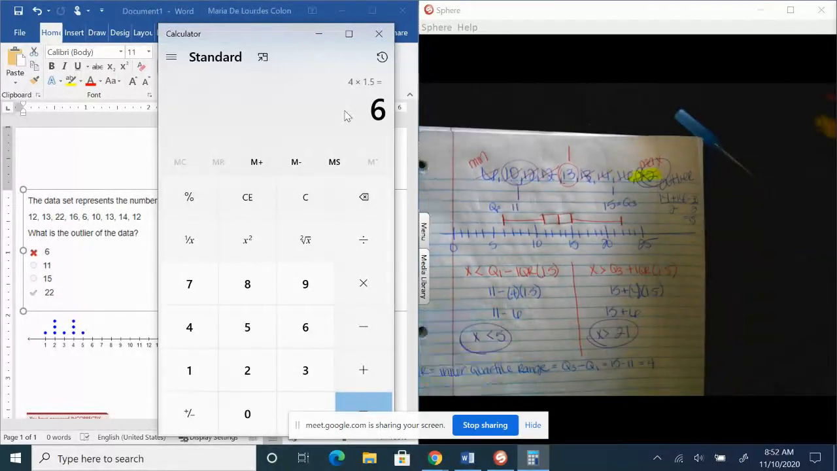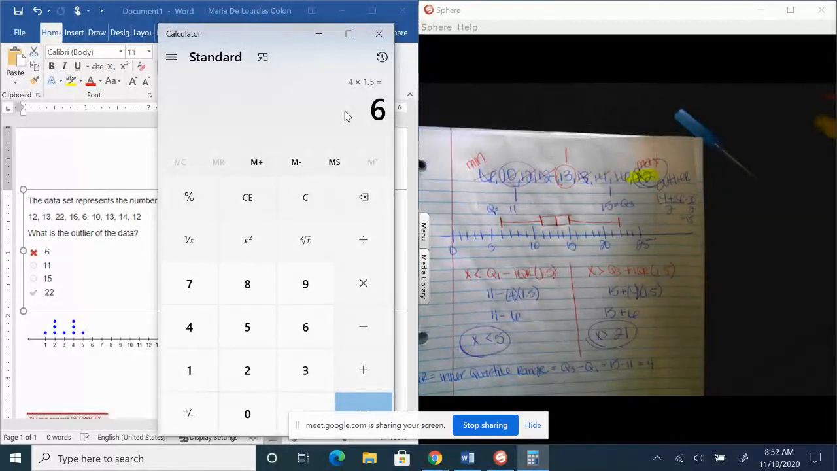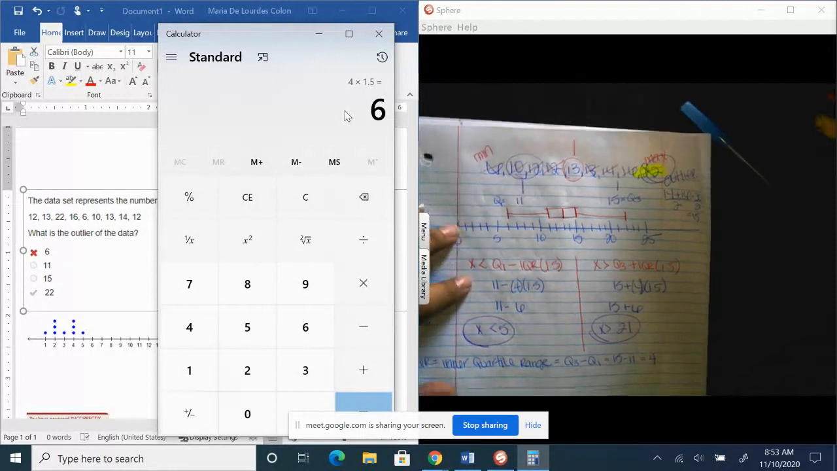Okay, so that's how we go about finding our outliers. That's why there's a process to it. I know it does take time, so make sure you take your time doing it. But you'll see that once you actually do it, hopefully it shouldn't be that difficult. If it is, let me know. We can go over another one.